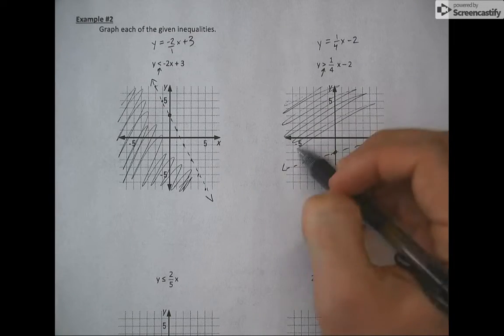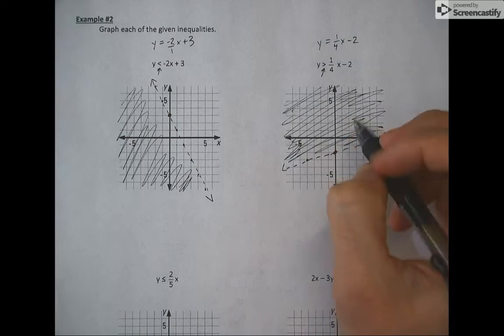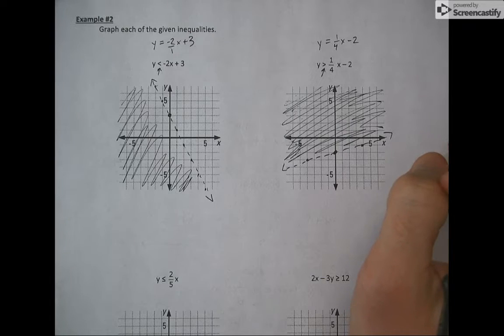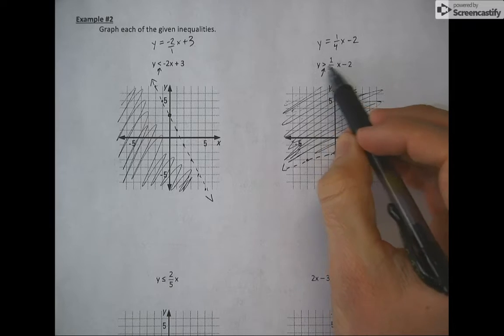And so it's pretty obvious on this one. That would be all of this region. So any point, any ordered pair, so 0, 0, is going to make this true. Think about it. Here's 0, 0. Should be part of the solution set. Plug it in for x and y.